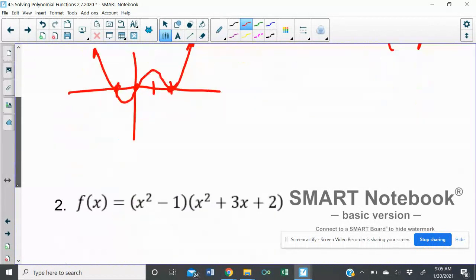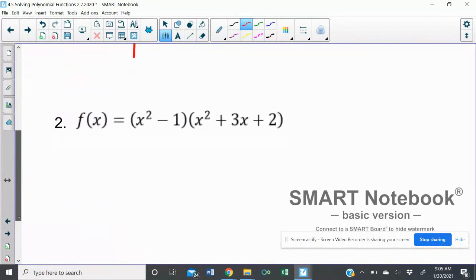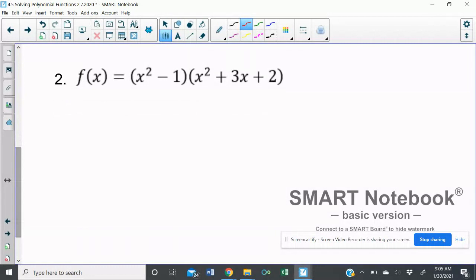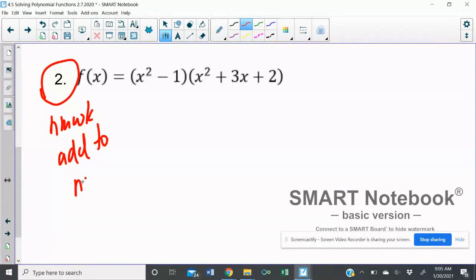So again, we've done all of these little things here and there. Why don't you guys do this one for me for homework, or just add on to your notes? And please check on your graphing calculator.